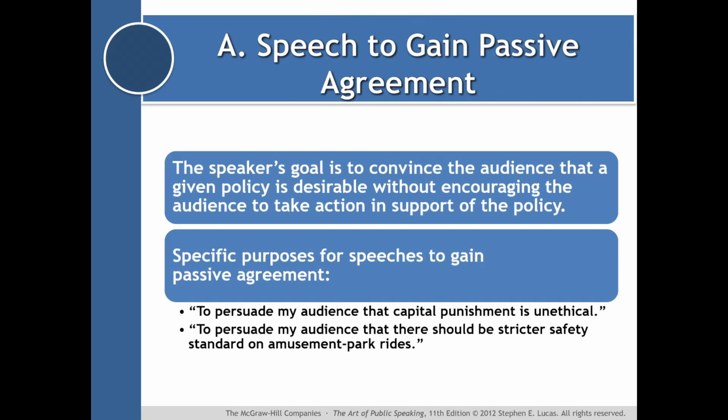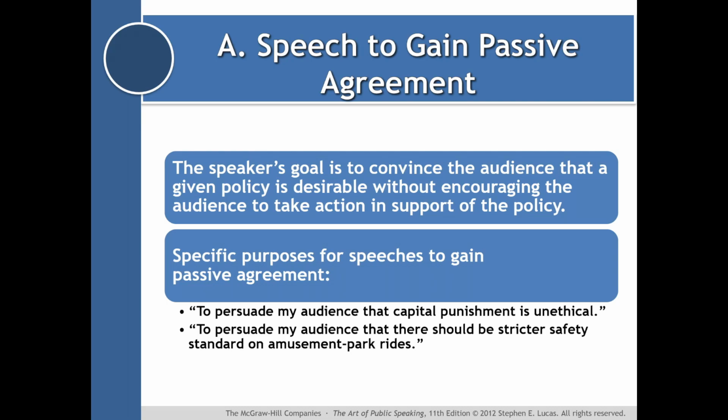Okay, first one, speech to gain passive agreement. What does it mean? The speaker's goal is to convince the audience that the given policy is desirable without encouraging the audience to take action in support of the policy, meaning that you want them to agree but they don't have to take any action. A specific purpose for speeches to gain passive agreement is, for example, to persuade my audience that capital punishment is unethical. So you want to persuade them that they shouldn't think that capital punishment is ethical. It should be unethical. So you want them to agree with you.